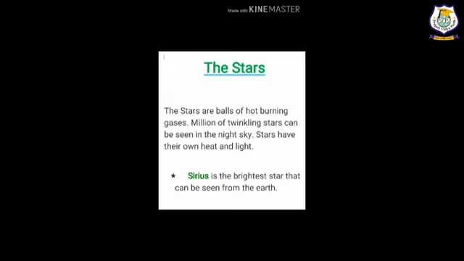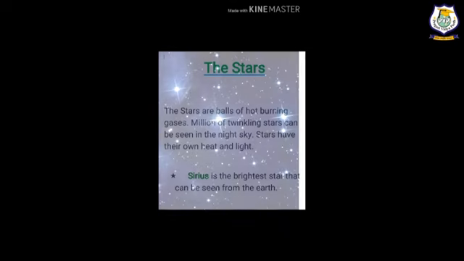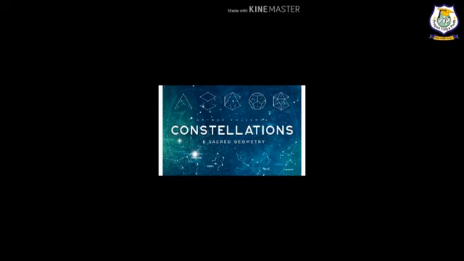And the stars are balls of hot burning gases like the sun. In fact, stars have their own heat and light. And the important thing is, Sirius is the brightest star that can be seen from the earth. Now the last topic of this chapter is constellation.